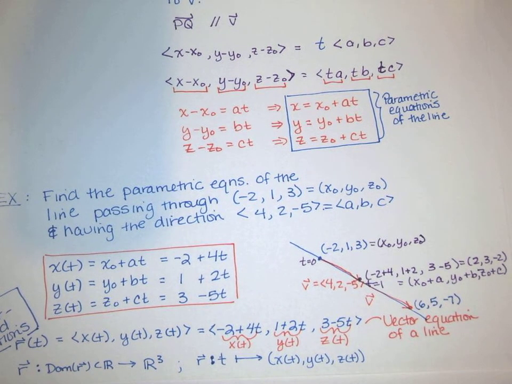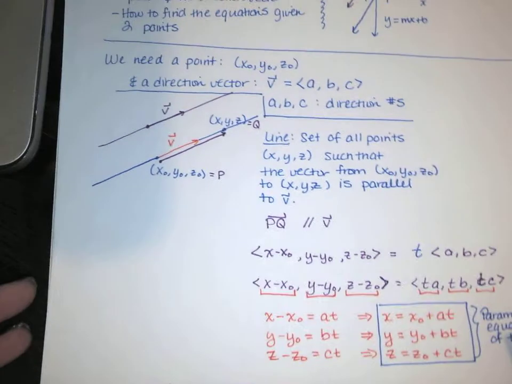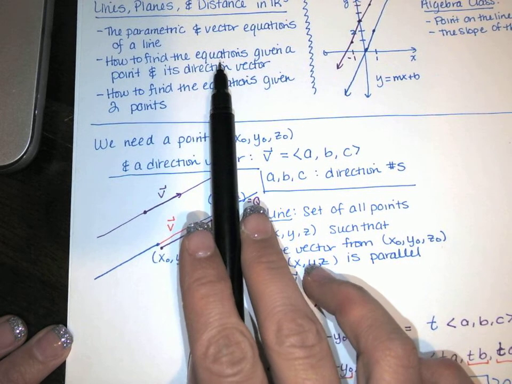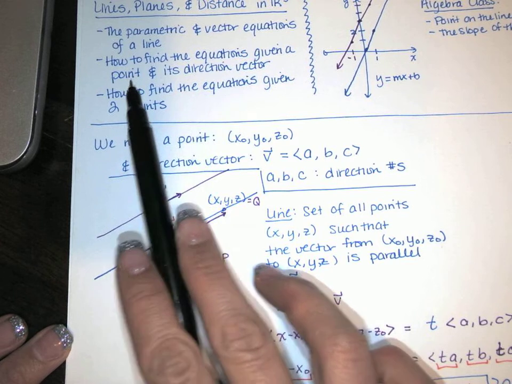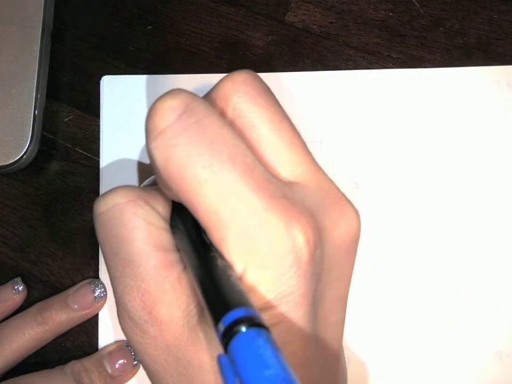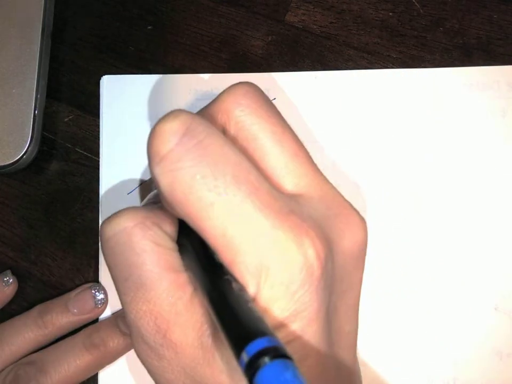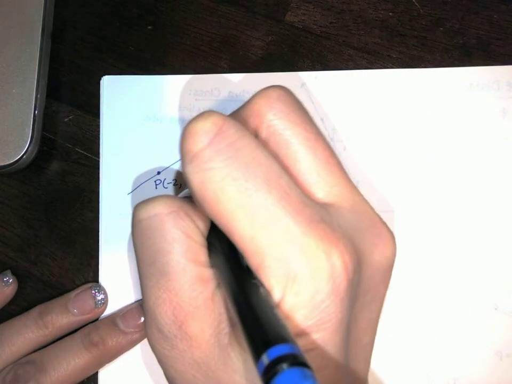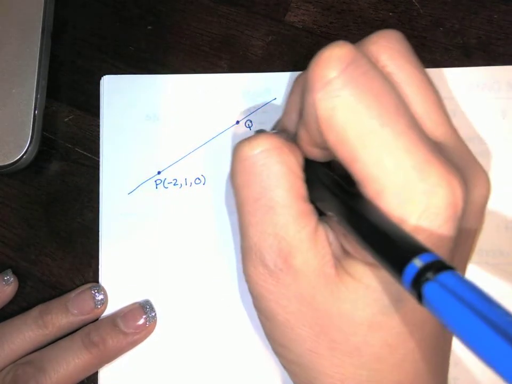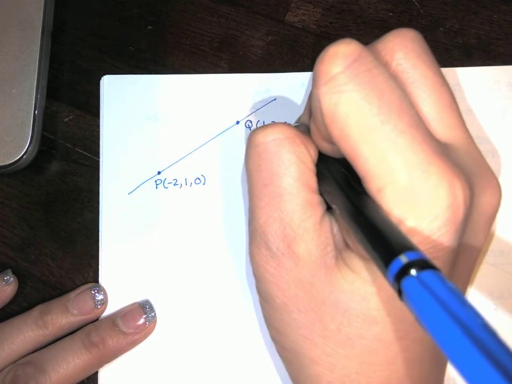Okay, so we've talked about the parametric equations of the line and then the vector equation of a line. And we know how to find the parametric and vector equation, given a point and the direction vector. But what if you have 2 points on the line? What if instead of giving you the direction vector, I say, here's a line, and on this line we've got the point P, which has coordinates -2, 1, and 0, and then it also has the point Q, which has coordinates 1, 3, and 5.